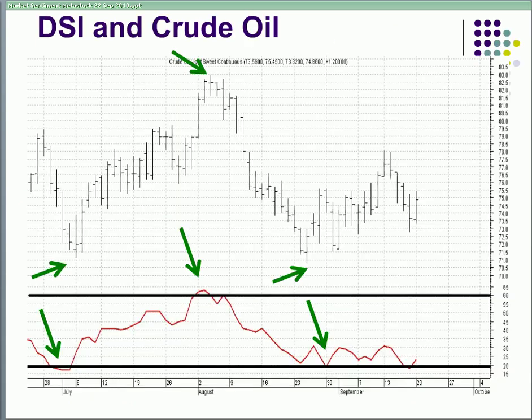And let me show you what I mean. So let's just back up. Here we go. Here's a chart. It's a chart of crude oil prices. On the top, of course, is the price bars. On the bottom, we have daily sentiment. The daily sentiment moves from a low of 0 to a high of 100.